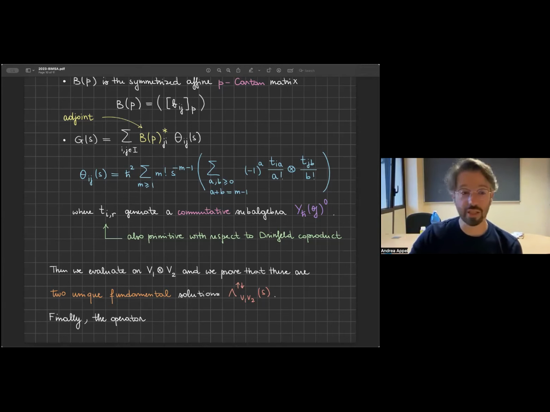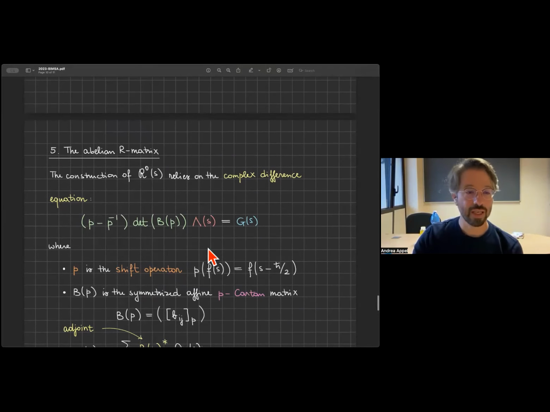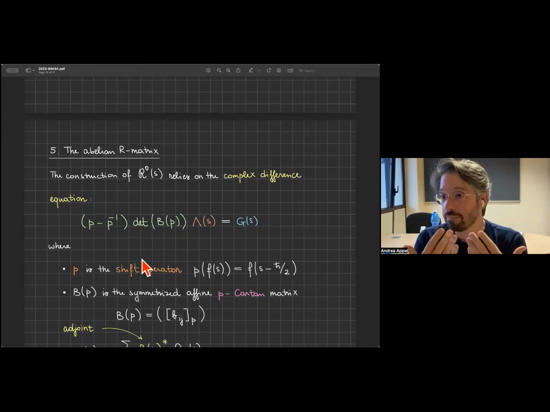Very last comment. I simplified the story a lot, since something completely unexpected here was that, in fact, this difference equation is an irregular difference equation. So there is a problem when you expand this operator G in S inverse and look at the vanishing order of this difference operator. So there is an irregularity.